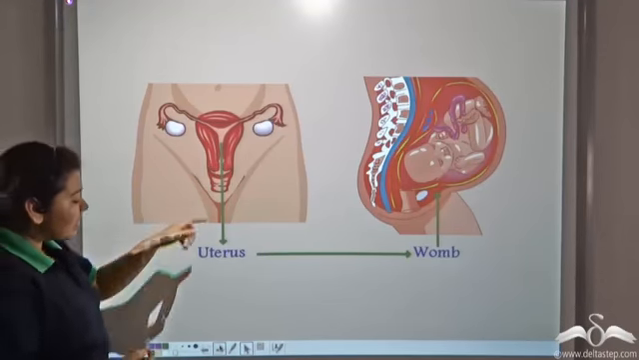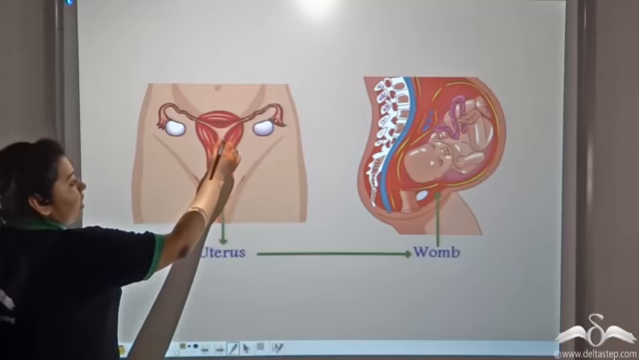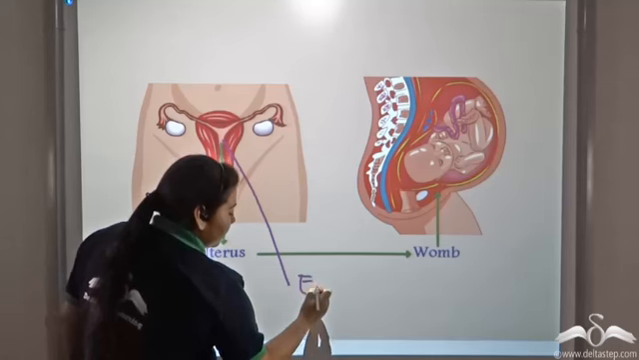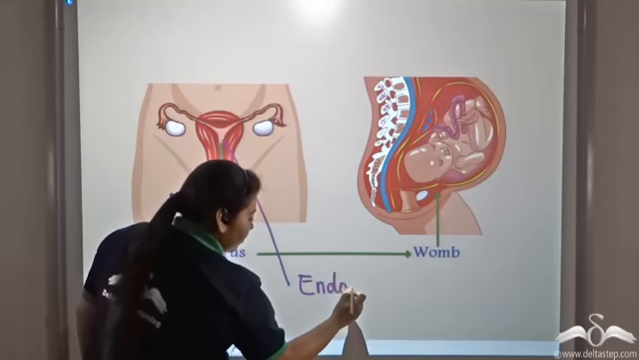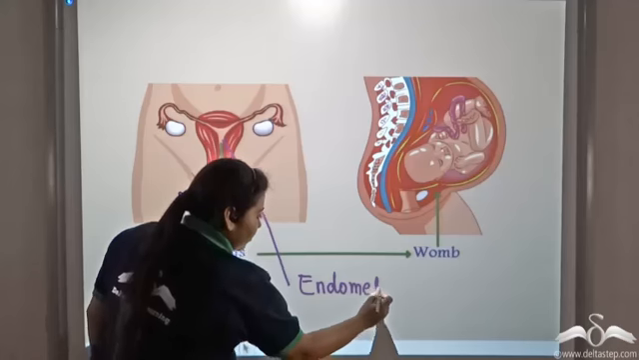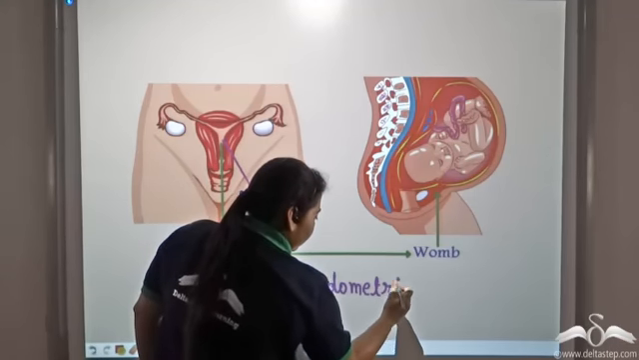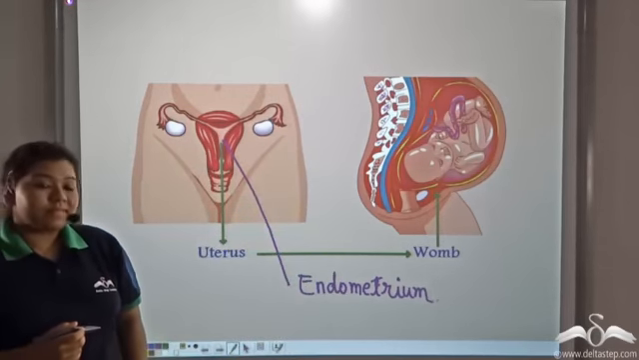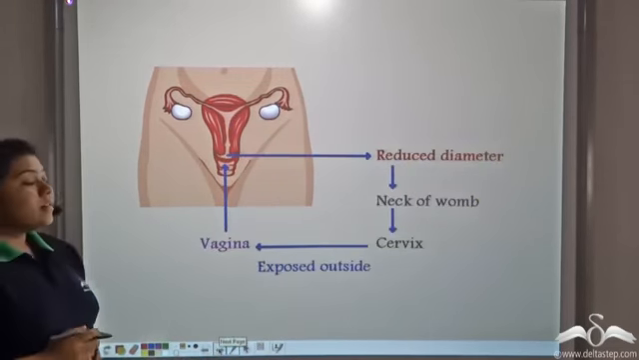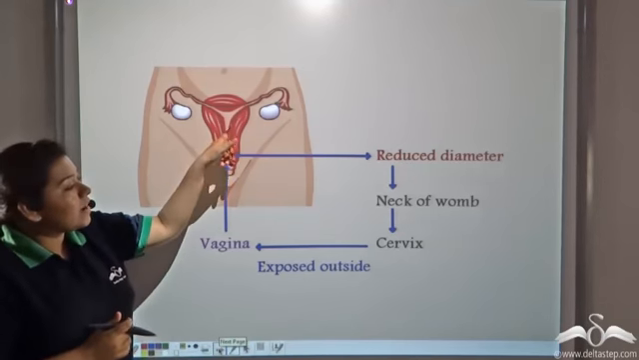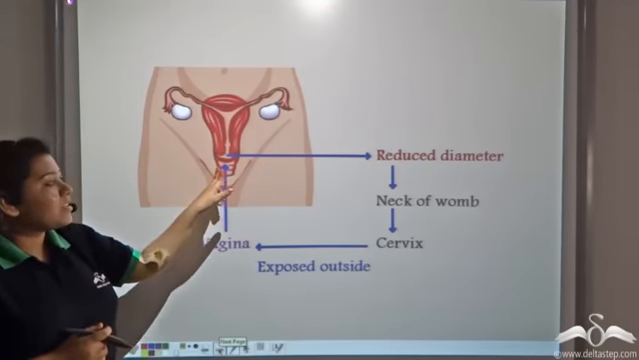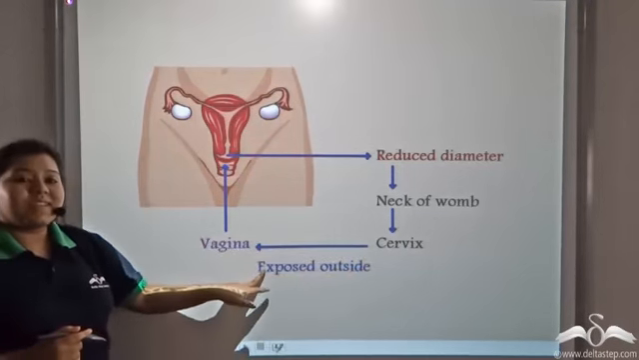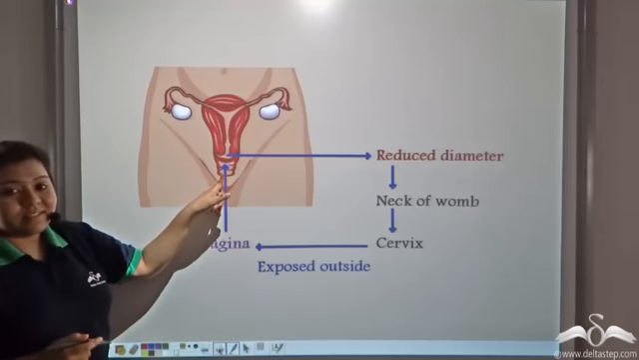Now see, the innermost lining of the uterus is known as the endometrium. Now, after being enlarged, there is reduced diameter, and the neck of the womb, known as the cervix, is exposed outside to be known as the vagina.